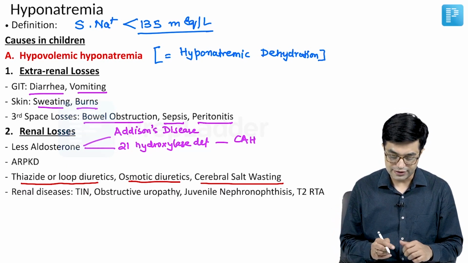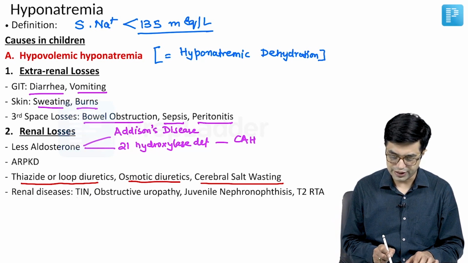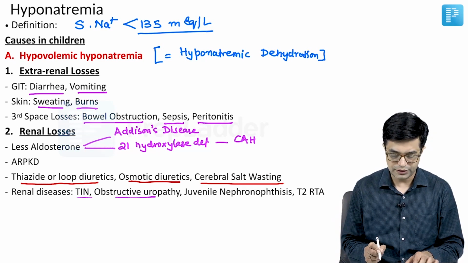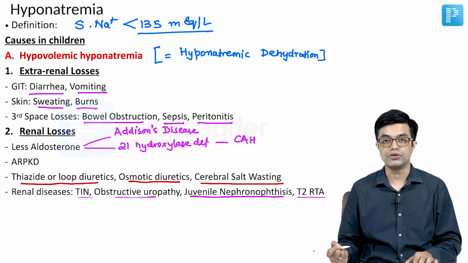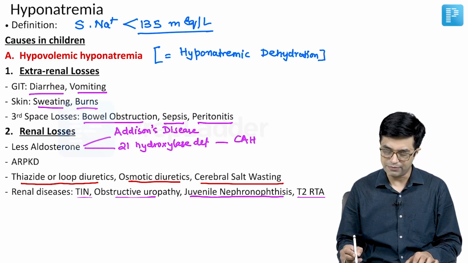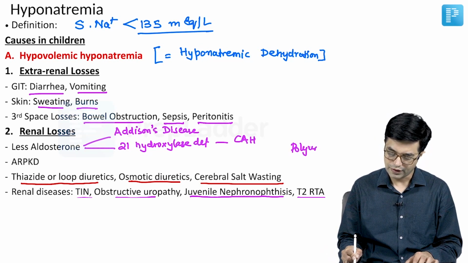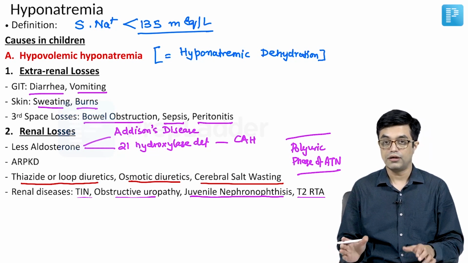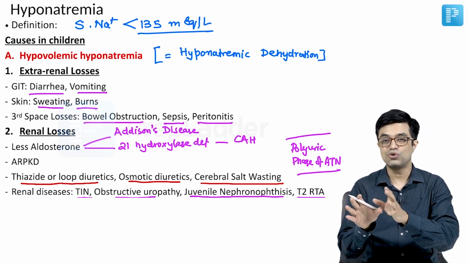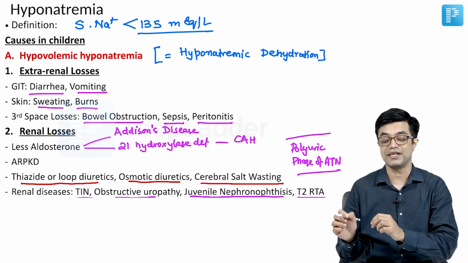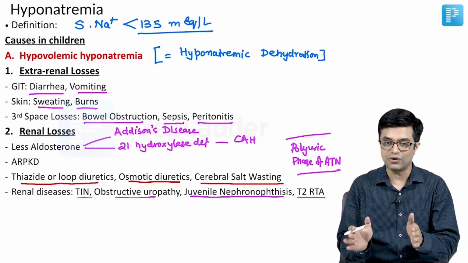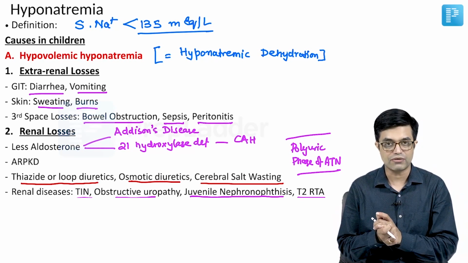Then we have renal diseases like tubulointerstitial nephritis, TIN, obstructive uropathy, juvenile nephronophthisis, and type 2 renal tubular acidosis. Although not mentioned here, sometimes in the polyuric phase of ATN, these patients can develop hypovolemic hyponatremia. So as I said before, it depends upon the coexisting condition. The same condition can cause hypernatremia, and sometimes the same condition can cause hyponatremia. These are the causes when we are talking about renal and extrarenal.